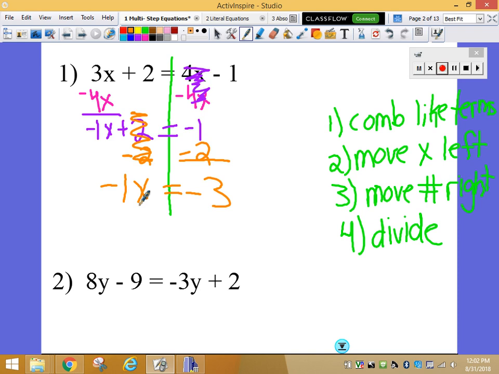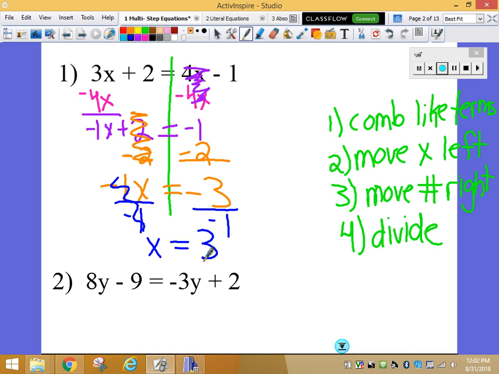Your last step is to divide. So I'm going to take this negative 1, not because it's multiplying. The opposite of multiplying is dividing. I'm going to divide by negative 1. And my answer, negative 3 divided by negative 1, is 3.